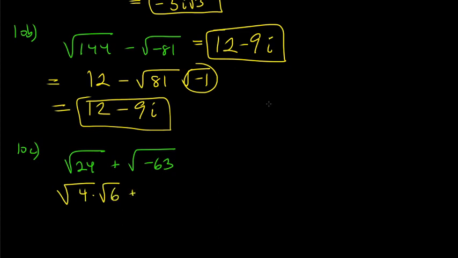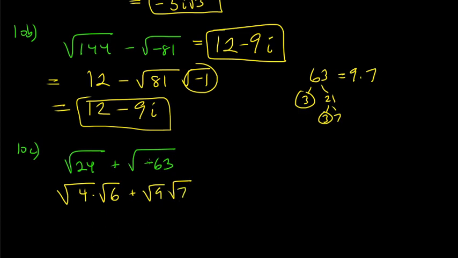And for 63 we could do, I don't know, 3 times 21. 21 is 3 times 7. Oh, 3 times 3 is 9. So 9 is our perfect square. So let's do square root of 9, square root of 7. Oh, but it's negative, so don't forget the square root of negative 1. Okay, so we're going to get 2 square root of 6 plus 3 square root of 7, and then square root of negative 1 is i.